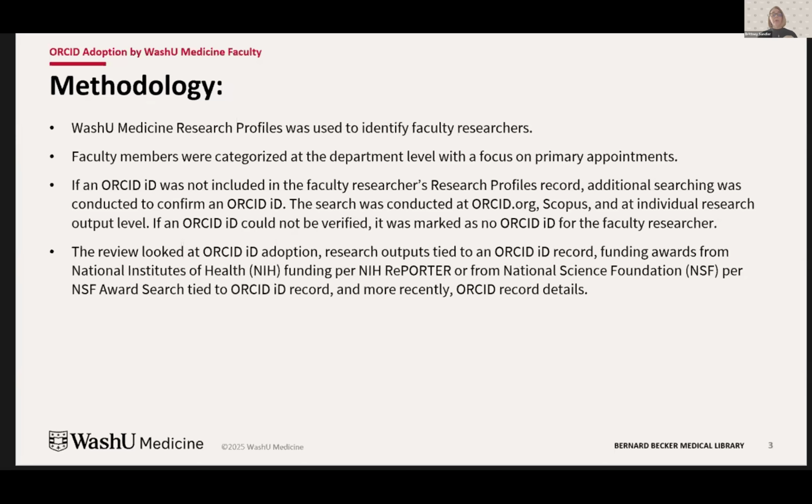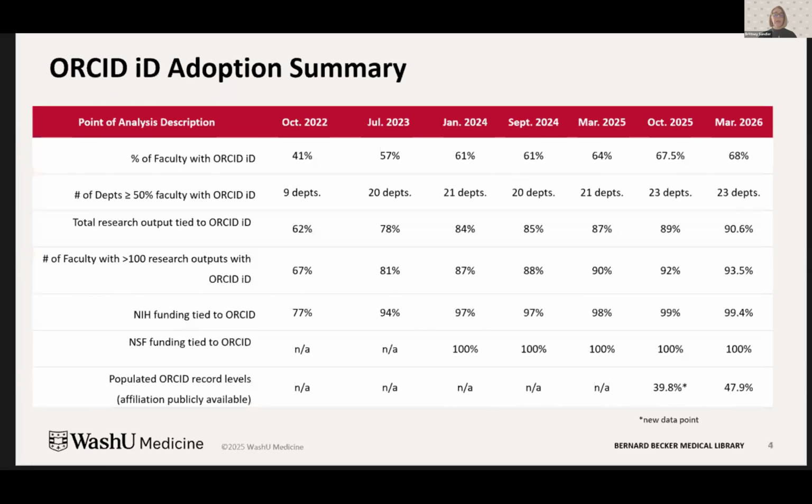And then we also looked at their funding. So we used NIH RePORTER and NSF Award Search. And then most recently, we've also started digging in and actually seeing what they are populating in their ORCID record to get details, so that when we go and speak to them, we know what we're talking about. And this table summarizes the main points of analysis that we've looked at.